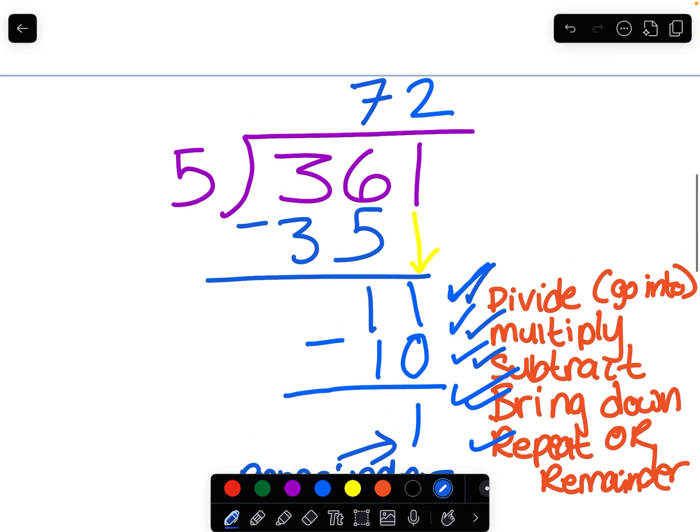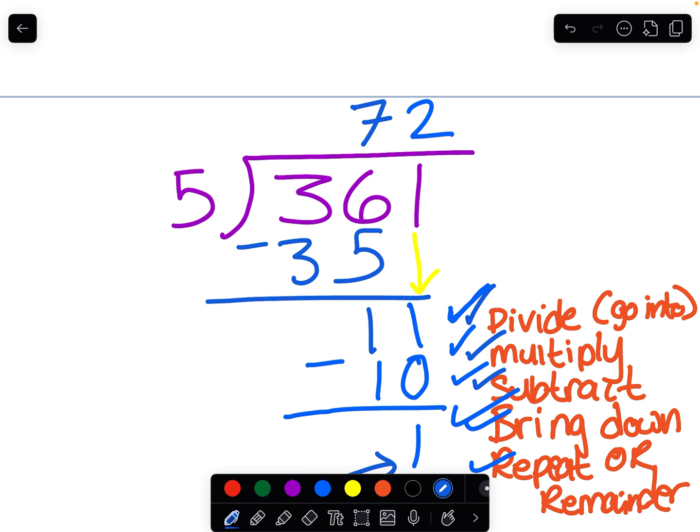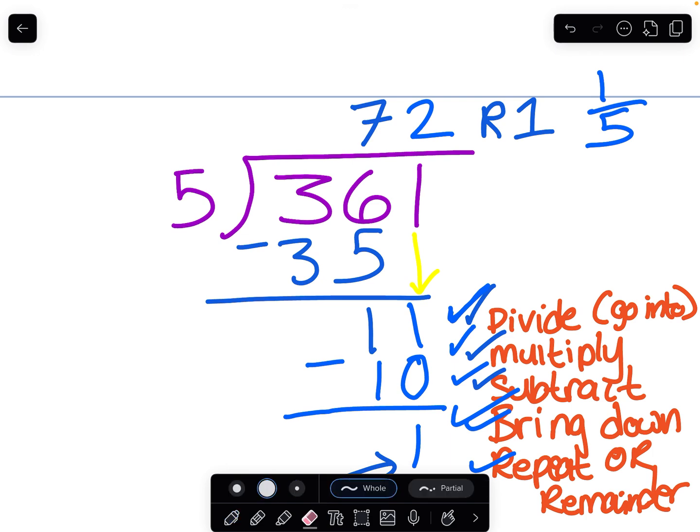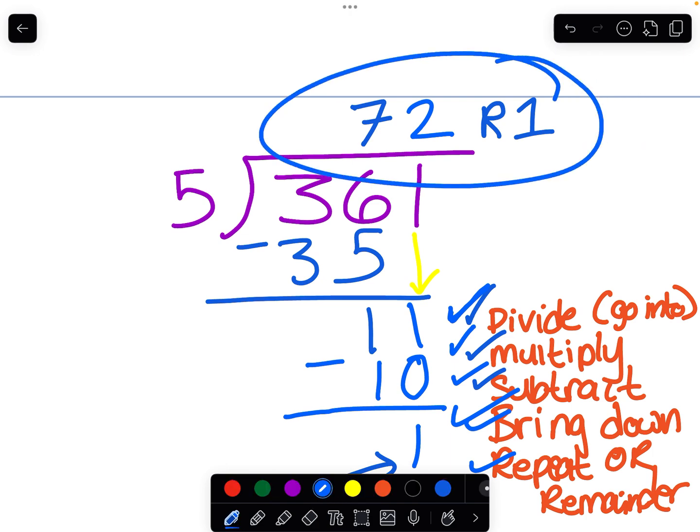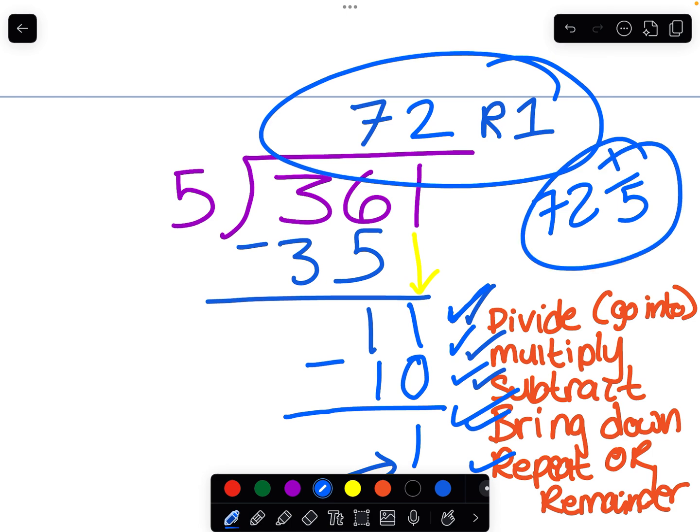And now the way that we would write this is we would say 72 R1. 72 with a remainder of 1. That's our answer. And if you specifically want to know what this would be as a fraction, it is actually 1 over the divisor, which is 5. So 1/5. So our answer is actually 72 remainder 1. Or if you want to get very specific, it's 72 and 1/5. That can also be an answer.